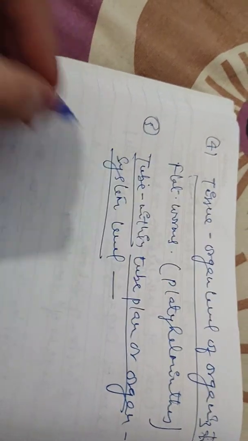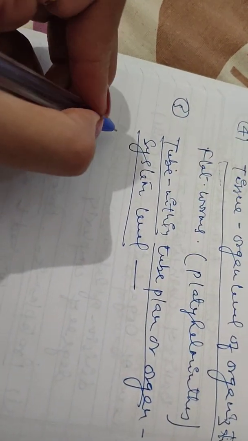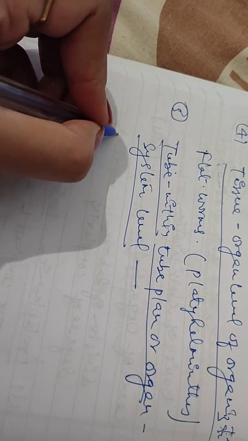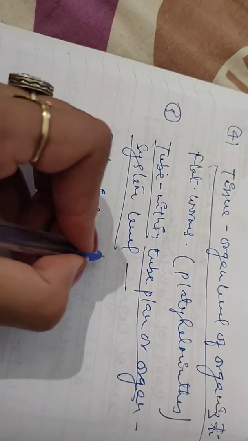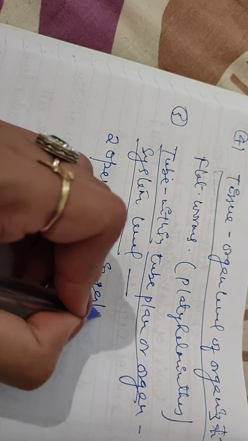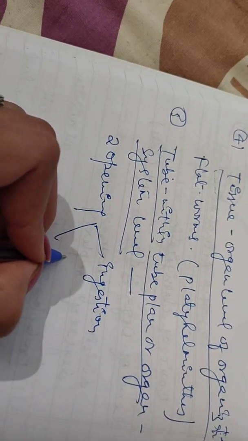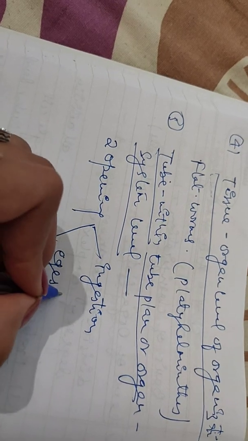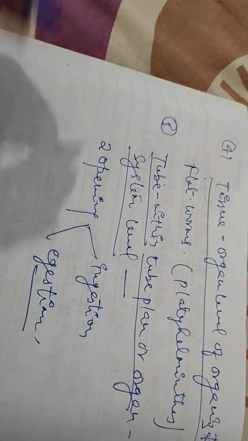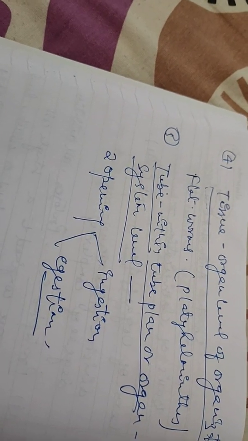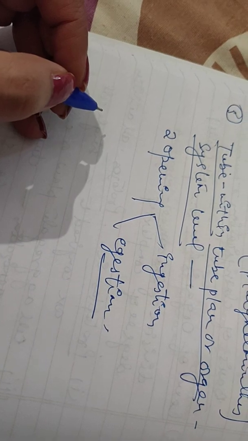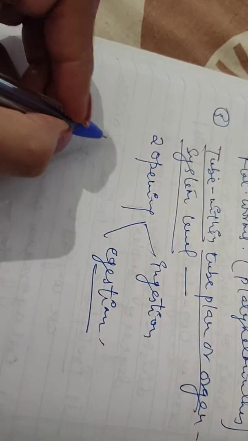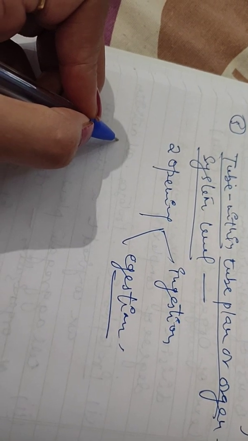Tube within tube plan, or organ system level, has two openings: a mouth for ingestion and an anus for egestion, or releasing the solid waste product from the body. In higher animals, several organs are associated to form distinct systems concerned with specific functions such as digestion, respiration, circulation, excretion and reproduction.